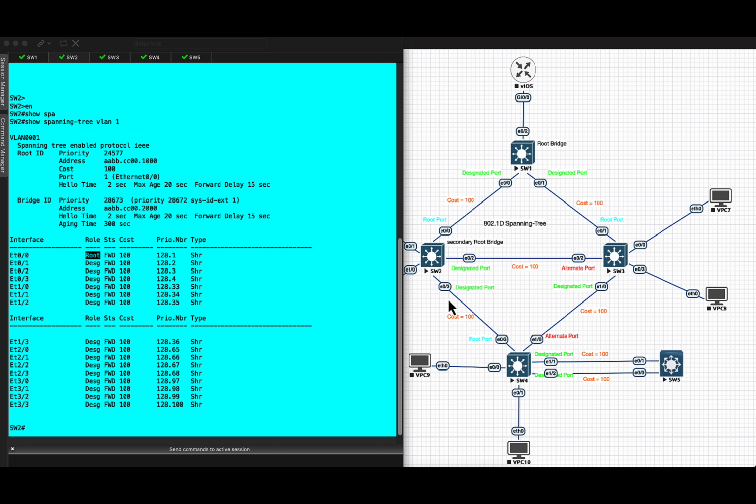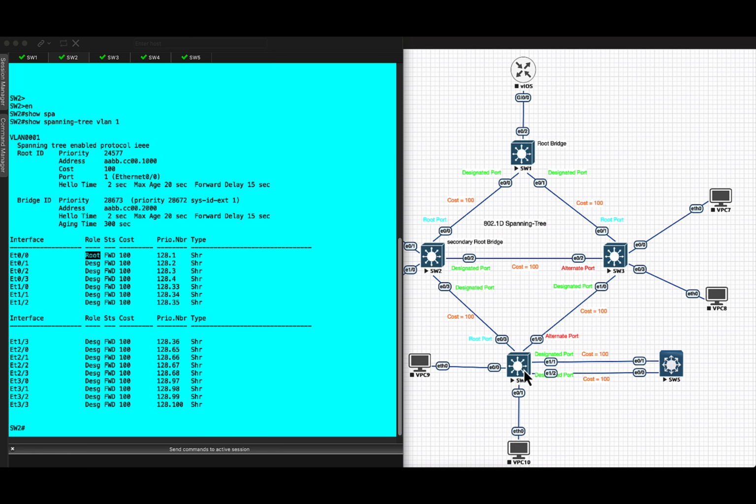E03, it's even higher. It'll be 300. So just based on the cost, that's the first thing it's going to look at, right? For a switch to determine the root port role, it will use the lowest cost. So the reason switch 2 picked E00 as a root port is because of the lowest cost. Same thing with switch 3, right? The cost of E0/1 will be lowest to get to the root bridge. So E01 will be the root port.